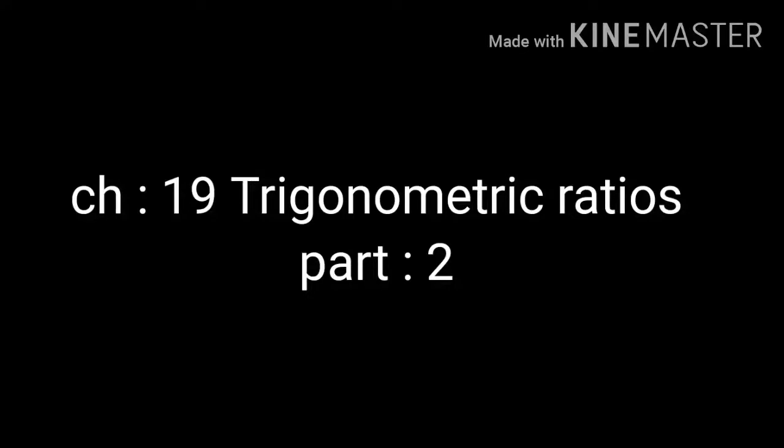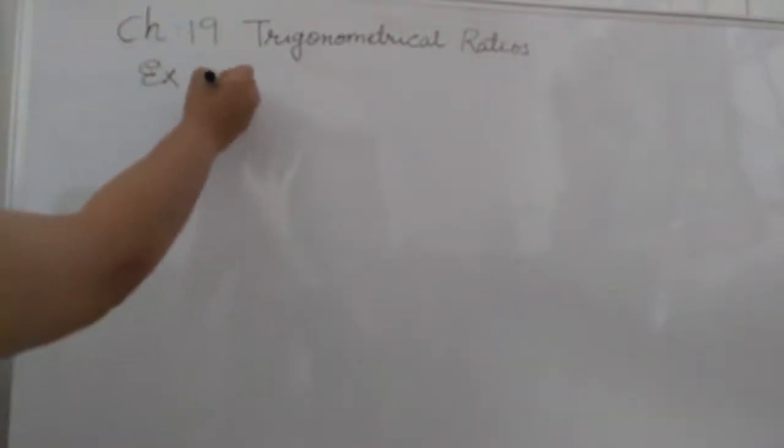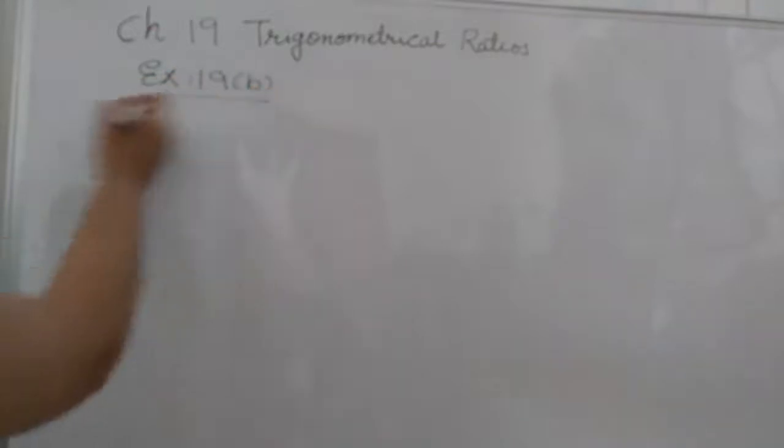This is chapter 19, Trigonometric Ratios part 2. So let us start with exercise 19b. Today, exercise 19b. Let us start with question number 1. I am reading question number 1. Pay attention in your textbooks.